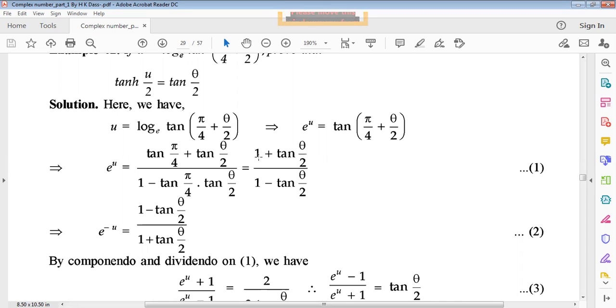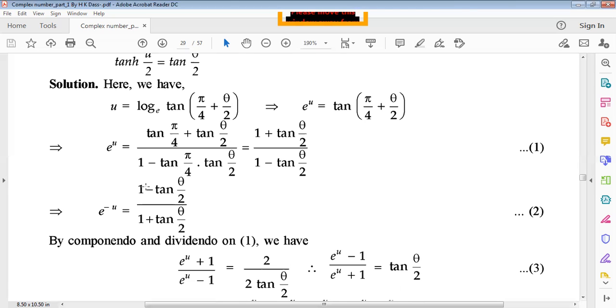Tan pi by 4 means what? Only 1. Then tan theta by 2. 1 minus tan pi by 4 means what? Tan 45 degree, only 1, into tan theta by 2. So e to the power minus u equals the inverse of e to the power u, that is 1 by e to the power u. This will also be inverse, that means 1 minus tan theta by 2 divided by 1 plus tan theta by 2. Making inverse on both sides, we get this equation. This is equation number 2 and this is equation number 1.